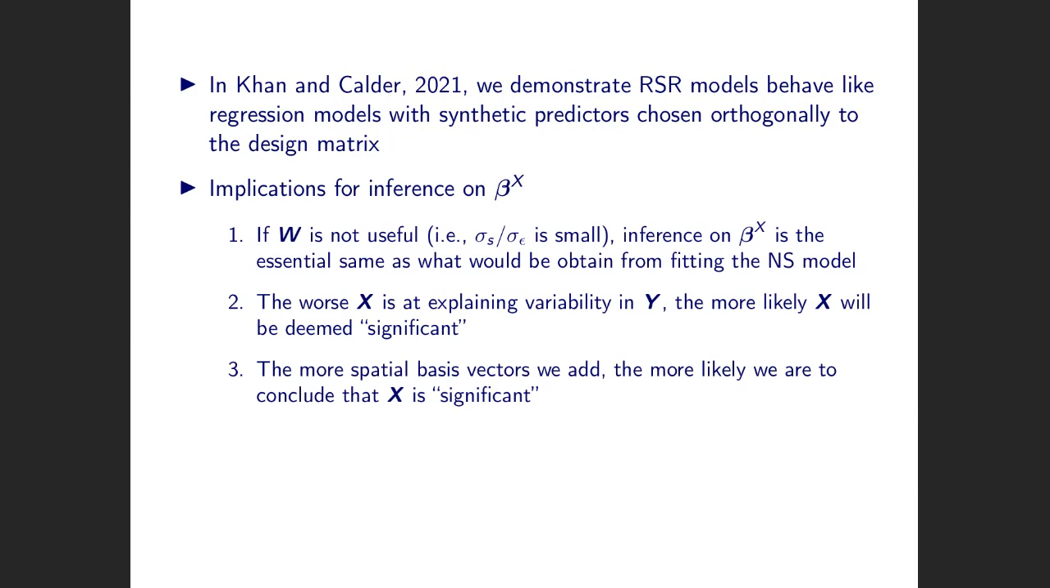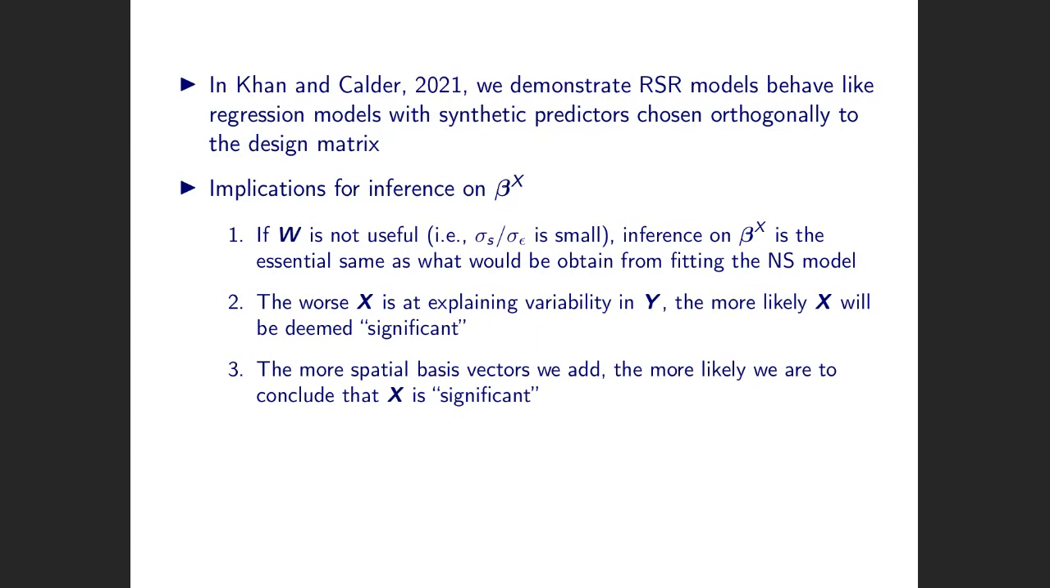Implications of this for inference on beta x. If W is not useful, meaning that the ratio of the spatial standard deviation, or the signal to noise ratio, is small, inference on beta x is going to be essentially the same as what we would have gotten if we had fit a non-spatial model. The worse x is at explaining the variability in y, the more likely x is deemed to be significant, which is a really horrible property for a model.